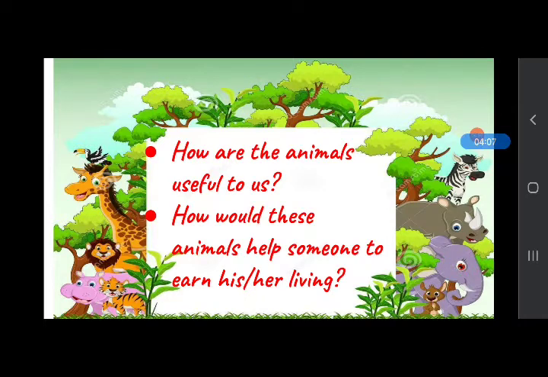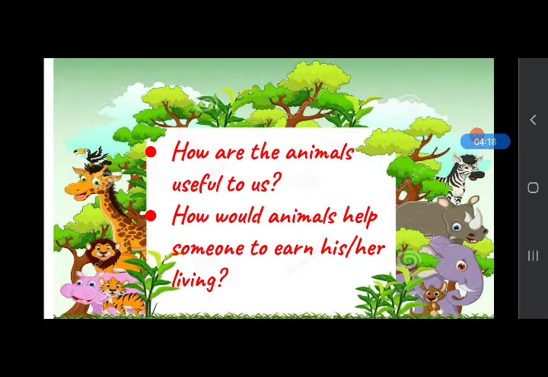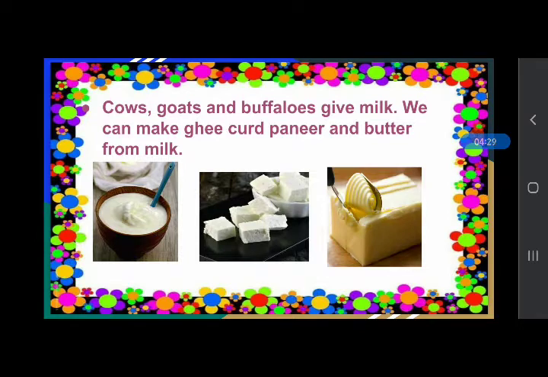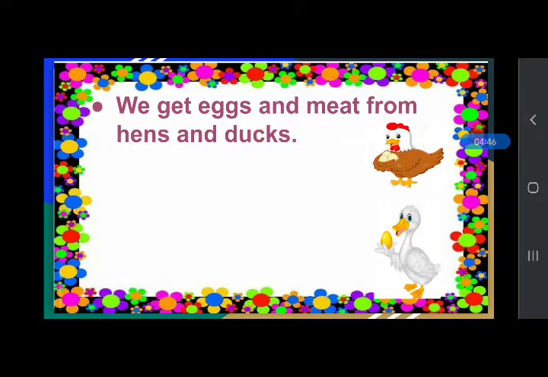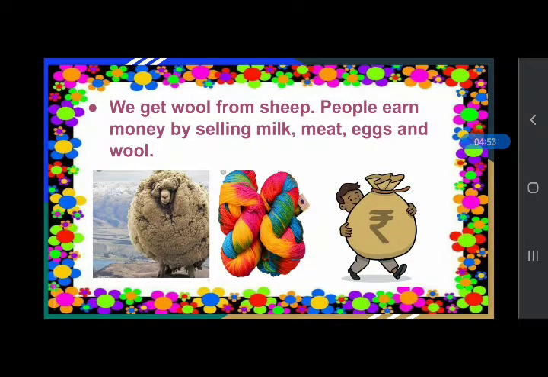So next is animal husbandry. How are the animals useful to us? How would these animals help someone to earn his or her living? These animals like cows, goats, buffaloes, sheep, how do these animals help someone to earn his or her living? So cows, goats and buffaloes give milk, and we can make ghee, curd, paneer and butter from milk, and by selling these things, people can earn their livings. And we get eggs and meat from hens and ducks. We get wool from sheep. People earn money by selling milk, meat, eggs and wool.